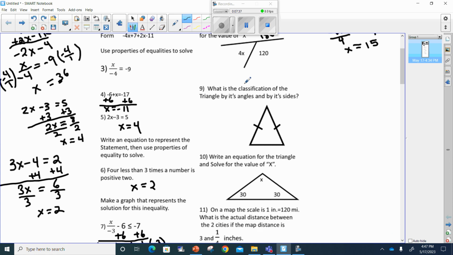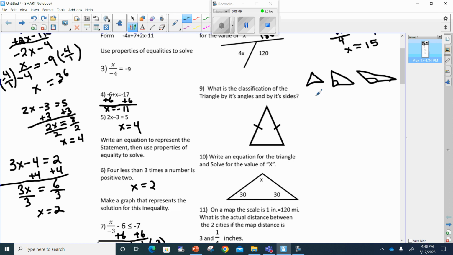Number 9 says, what is the classification of this triangle by its angles and its sides? Remember, when it comes to angles, there are 3 different types of triangles. There is the acute, which means all of my angles are less than 90 degrees. There is the right triangle, which means one of my angles is 90 degrees. And then there's the obtuse, meaning one of my angles is greater than 90 degrees.